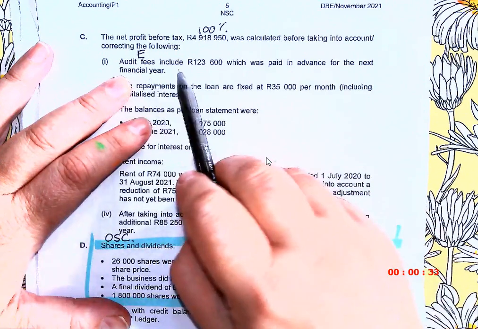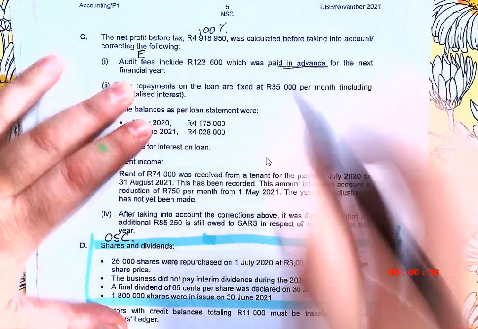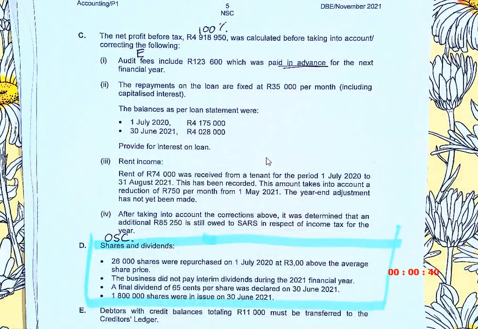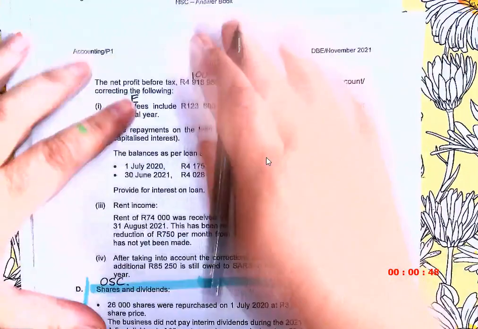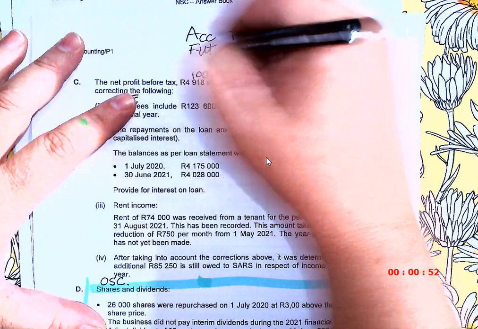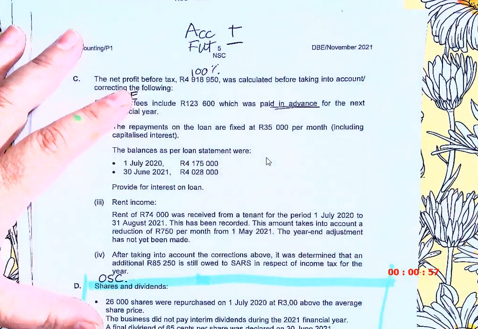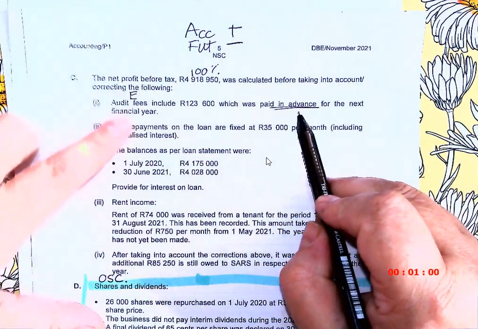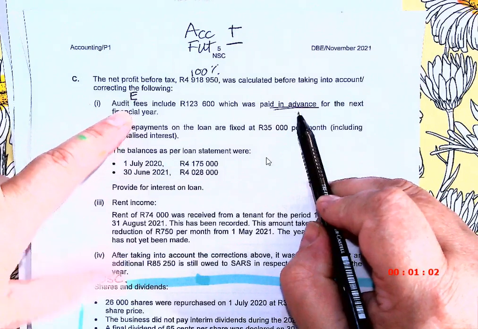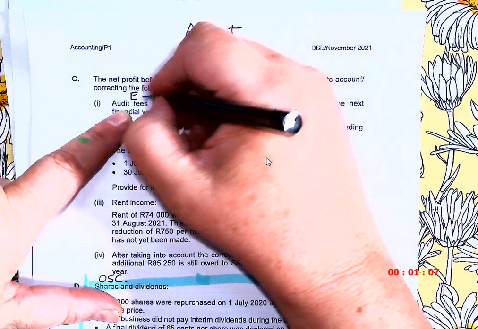So now let's see. It includes the amount that was paid in advance. Now when things are in advance, do we plus or minus? We always minus. Remember, accrued plus, future minus. Nothing has changed since grade 10. So now this is in advance. What's it going to do to my expense? Is it going to make my expense more or less? It's going to make my expense less.